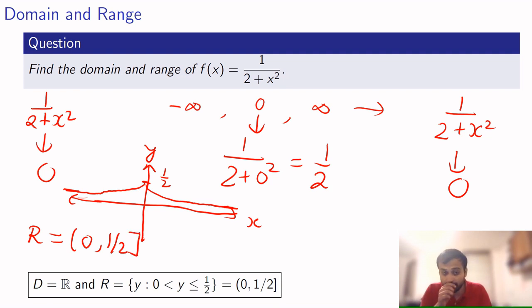If you see these parentheses, the square parenthesis means that the value is included. You can see here that when you plug in the value of 0, you're exactly getting half, right? But when you plug in a very high value, you are going towards 0. Not exactly, it's asymptotically going towards 0. That is why 0 is not included in this set, but half is.